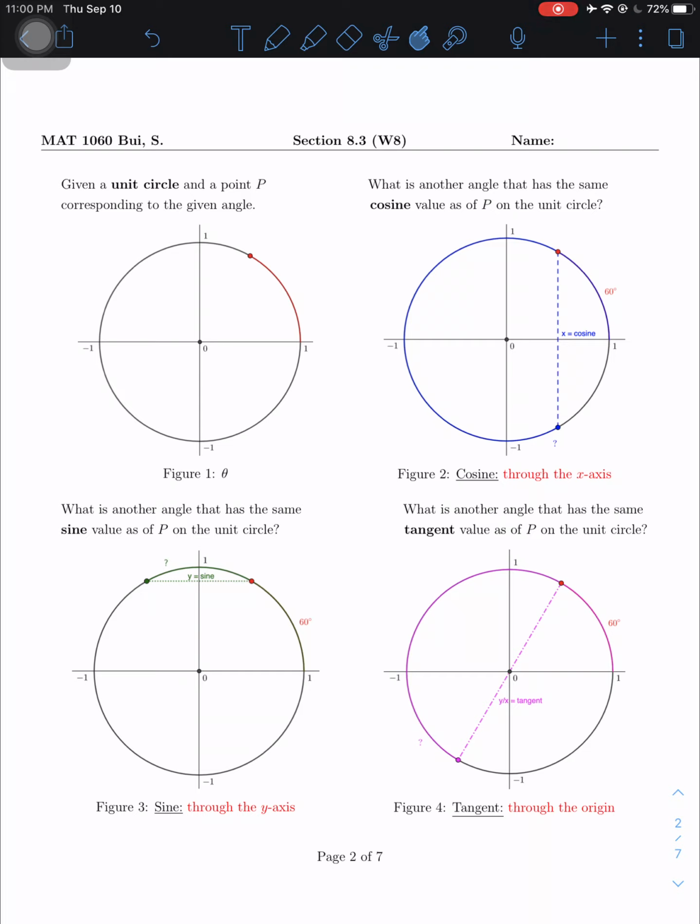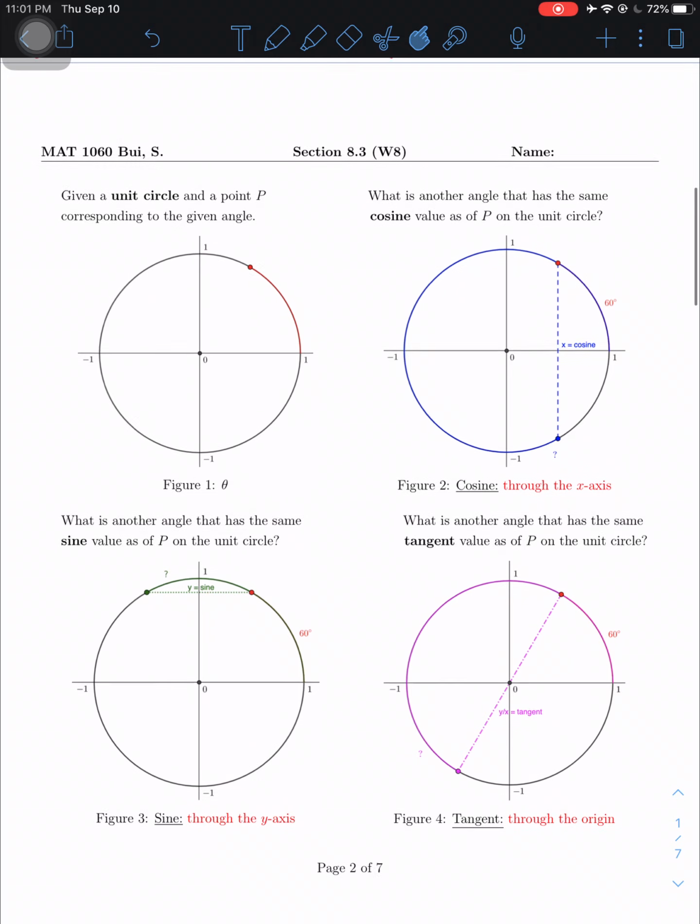Okay, so I'm giving you this page in here. It's a support page. It helps you a lot to understand the next page. Okay, let's talk about the first diagram in here. Given a unit circle and a point P corresponding to the given angle. So this point here is P, right?